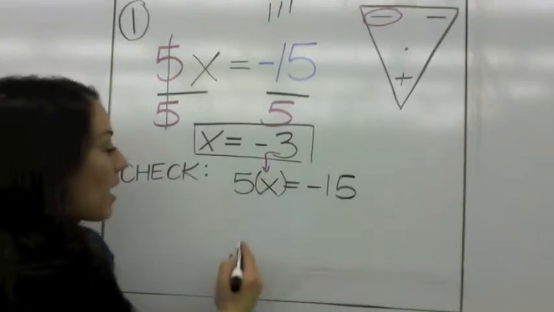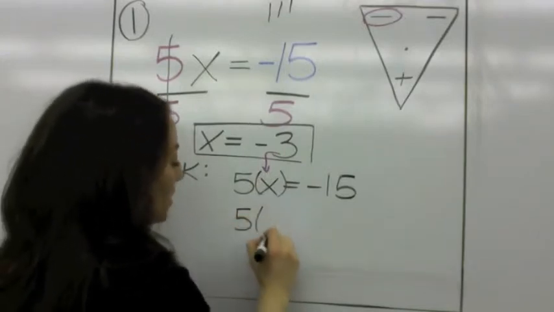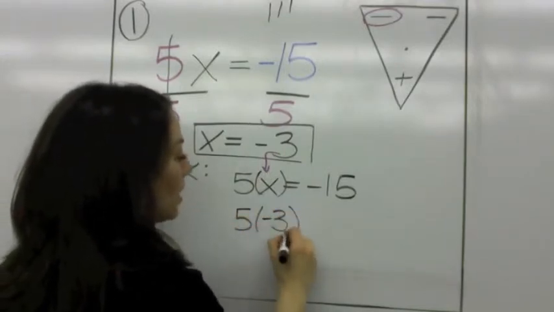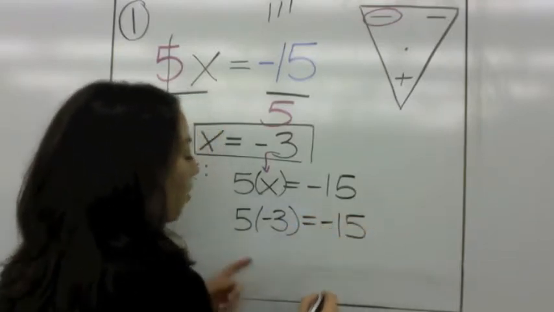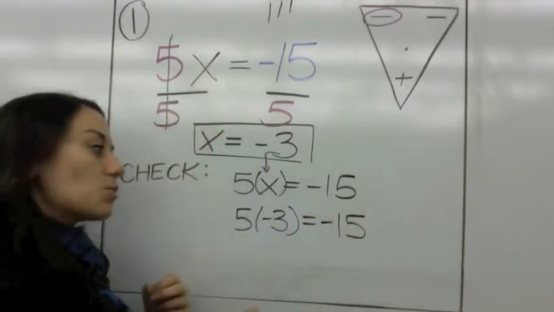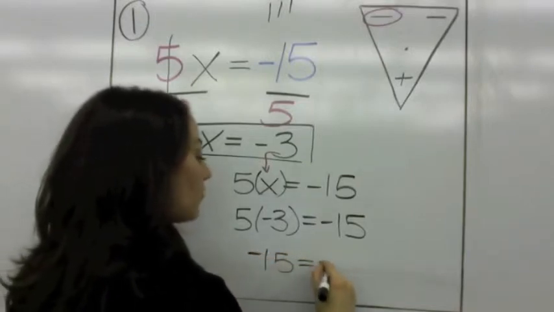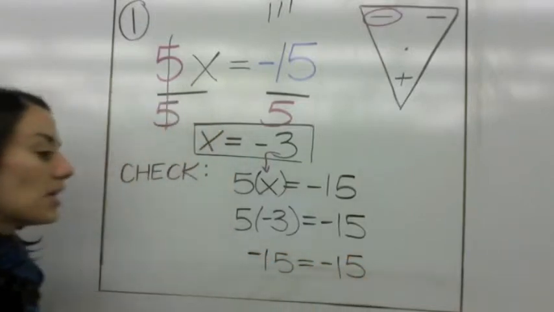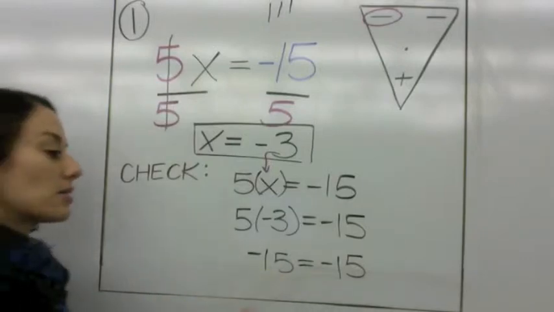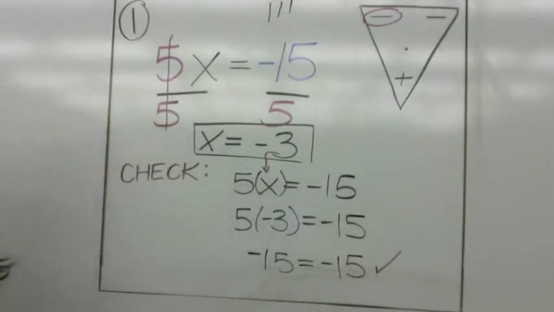Okay, so we're going to put negative 3 in the place of x. Is 5 times negative 3 going to give you negative 15? What is 5 times negative 3? It is negative 15. Does negative 15 equal negative 15? Are they the same number? Yes. So we put a check. Go ahead and get that down.